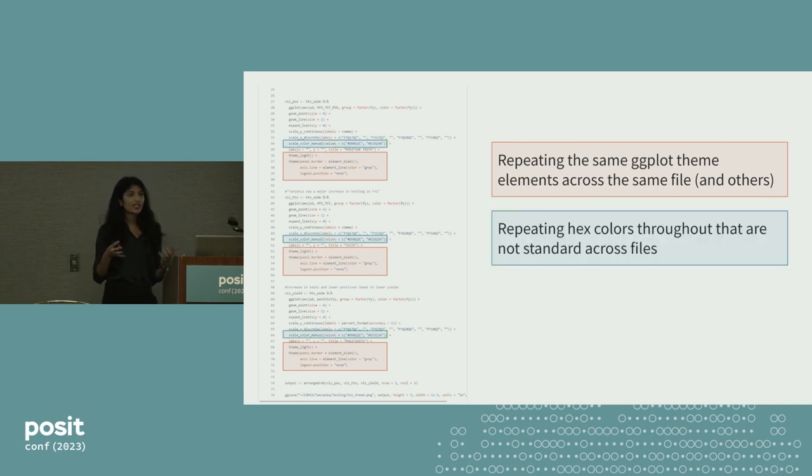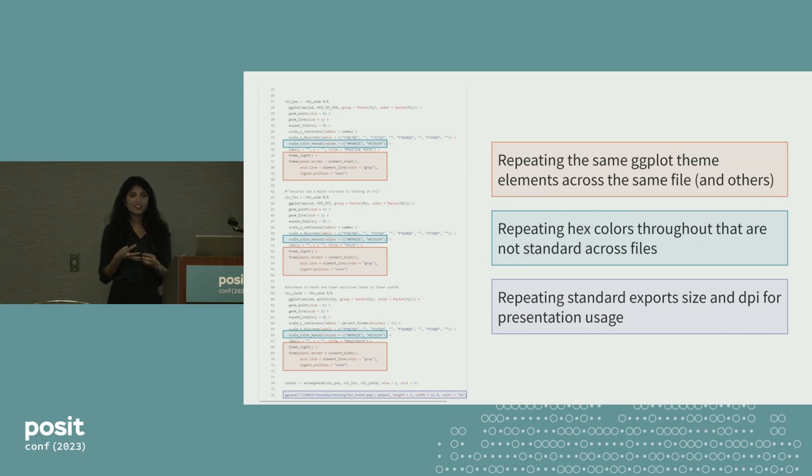Secondly, we were repeating hex colors throughout our scripts and had, as Aaron mentioned, multiple different colors that were being used that we were explicitly calling out with their hex codes each time. And finally, our team had custom export parameters for the size and DPI of our plots that we were using for presentations. And while we had this ggsave function that was ready to go at the end of each of our scripts, we still had to copy that every time we were creating a new script.